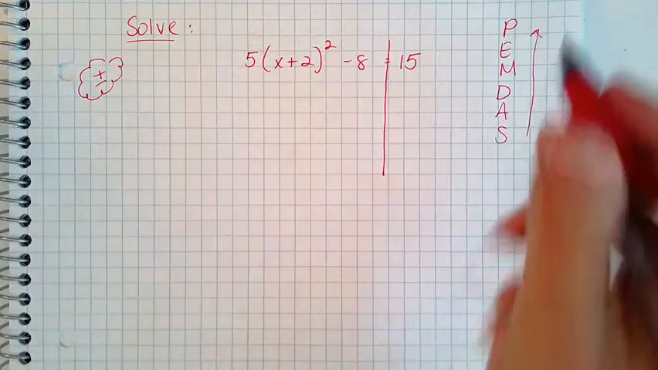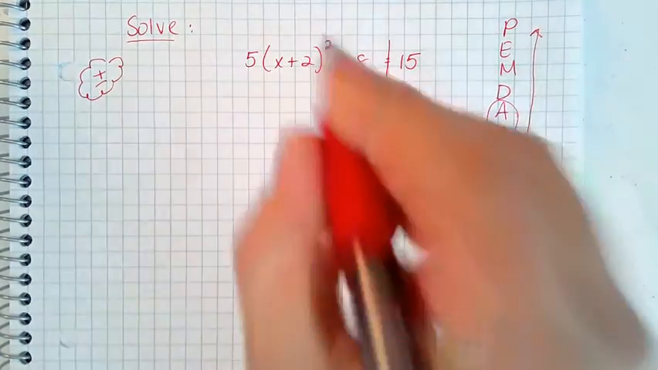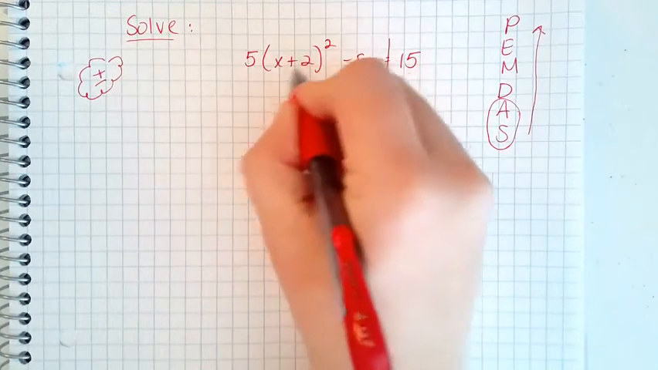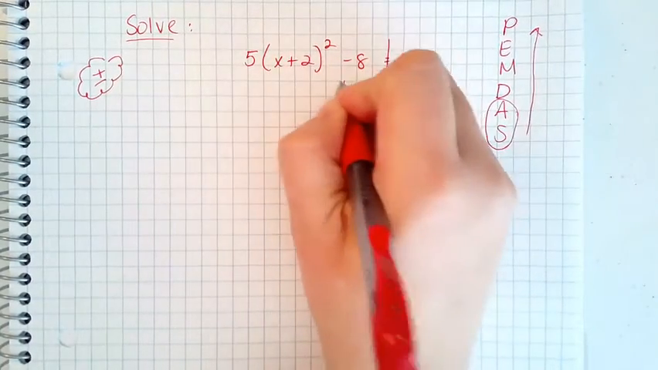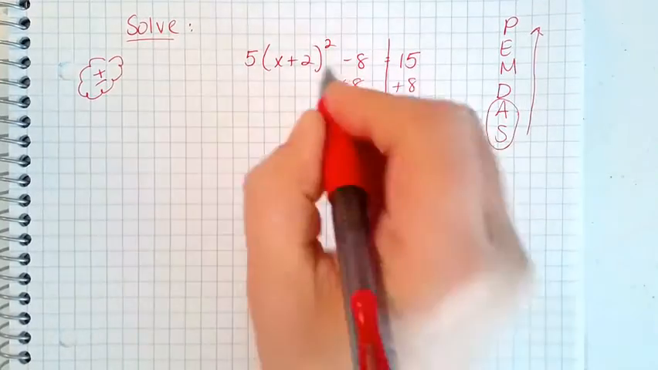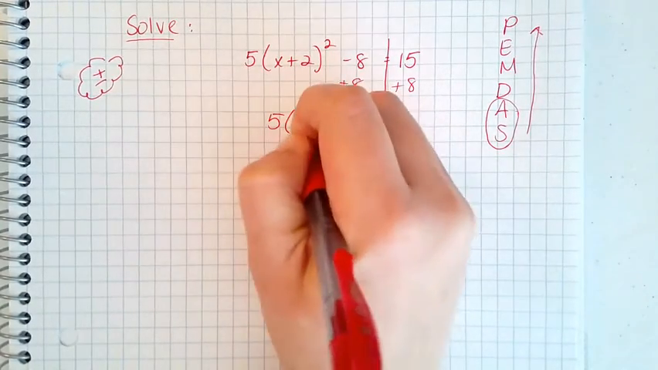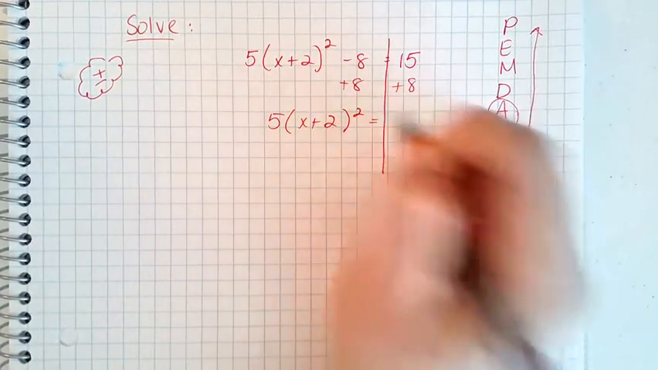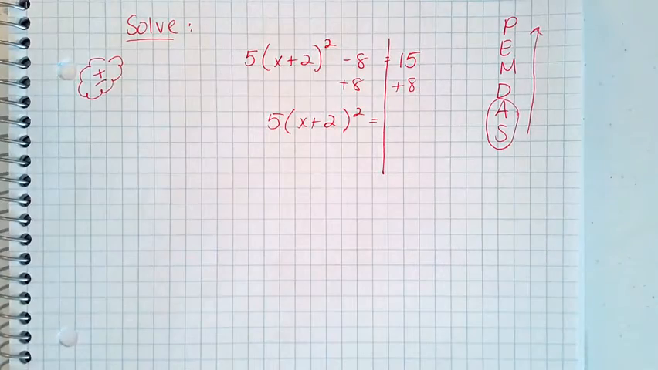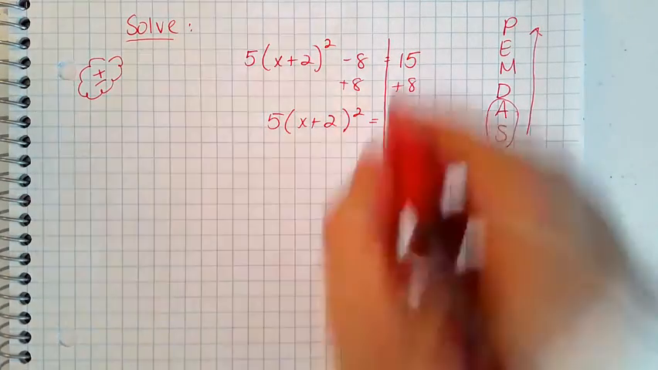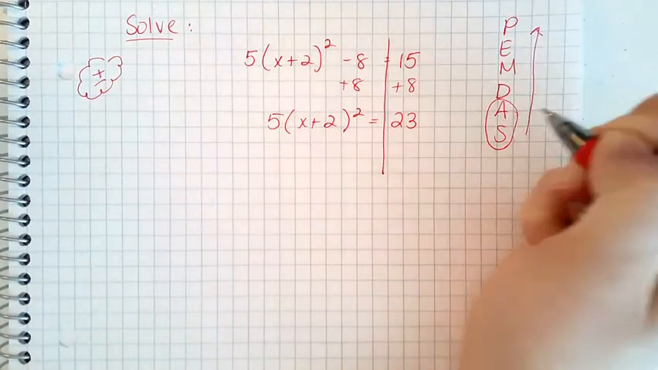Okay, so I'm going to undo my addition and subtraction first. And of course, we stay out of this locked box. Plus 8, plus 8. And we get 5 times (x plus 2) squared equals 15 plus 8, and that's going to be 23.